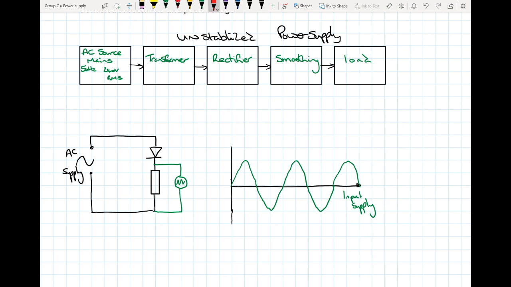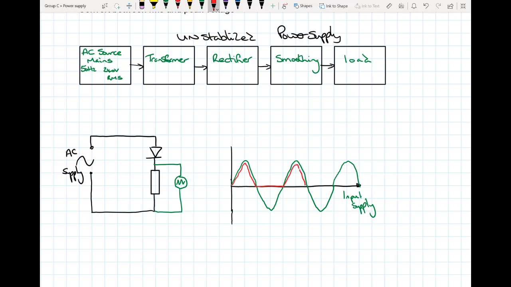So when the input starts to go positive and we get greater than 0.7 of a volt, if we're using a silicon diode, then it will start to conduct. So we'll get an output just less than the input signal. And then as it starts going down, it'll go down like so. But then when the negative cycle goes through, our diode will be in reverse bias, so nothing will happen until we get our next positive cycle coming through.